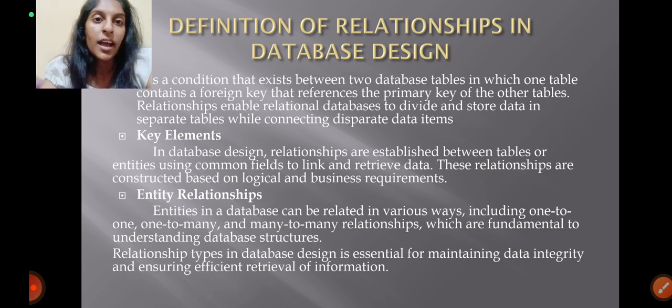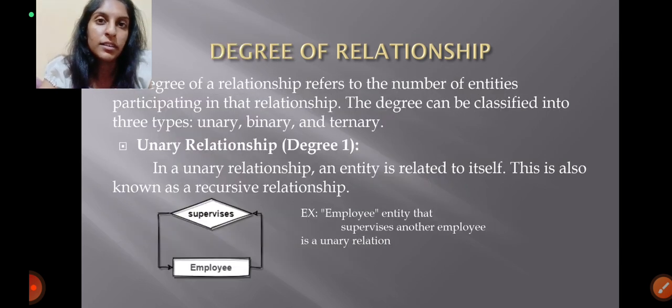Let us see what entity relationships are. Entities in a database can be related in various ways, including one to one, one to many, many to one, and many to many, which are fundamental to understanding database structures. Understanding relationship types in database design is essential for maintaining data integrity and ensuring efficient retrieval of information.